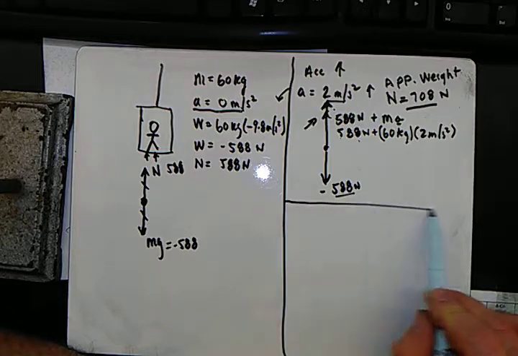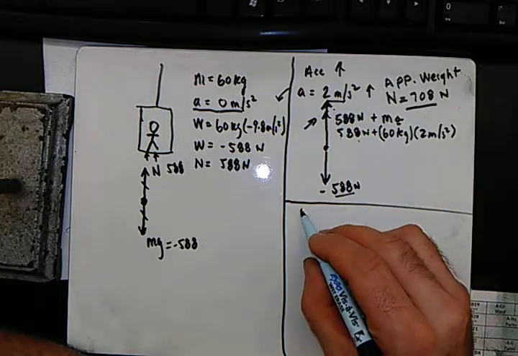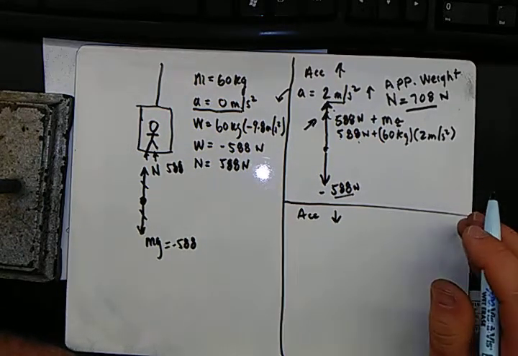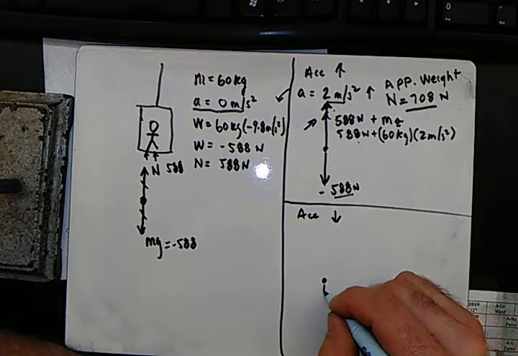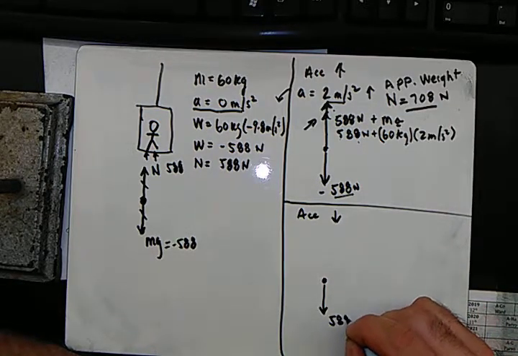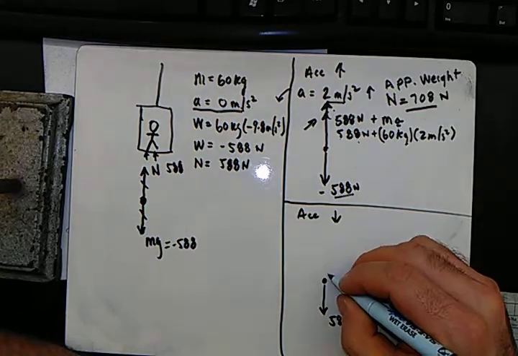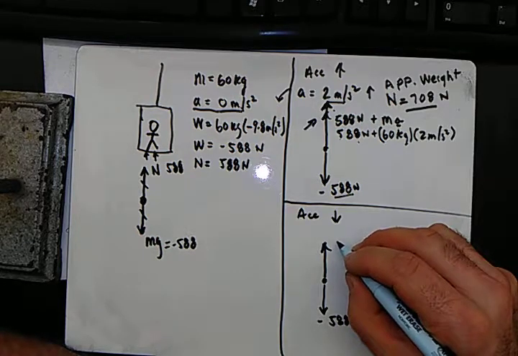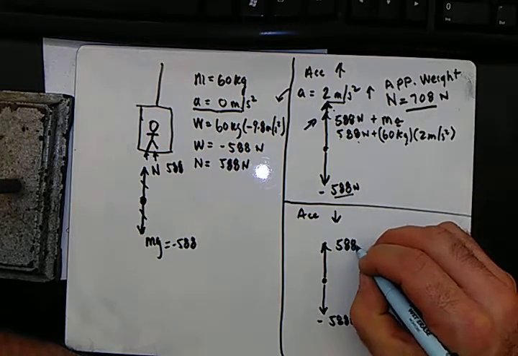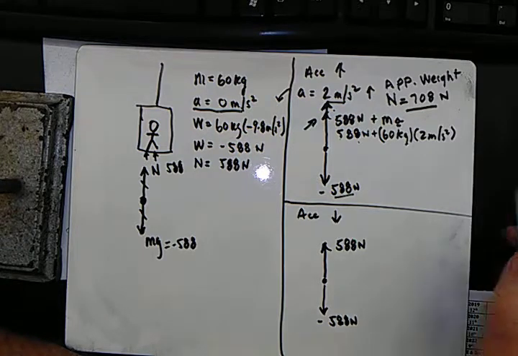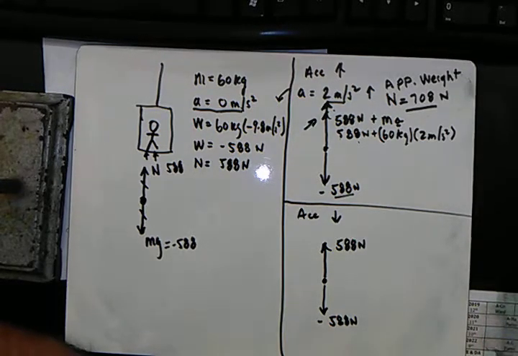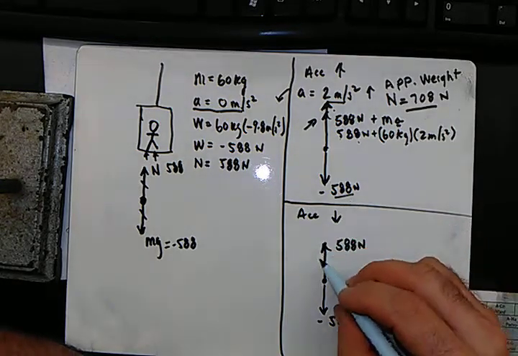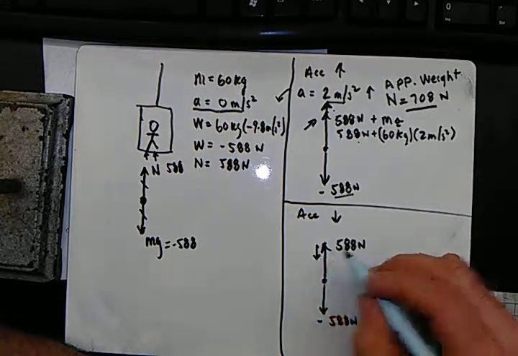but we know that their weight is only 588. Now let's change the situation to where the acceleration is in the downward direction. So again, weight is there, normal force is here. Now instead of the acceleration going up and adding to it, it's going to take away from it.